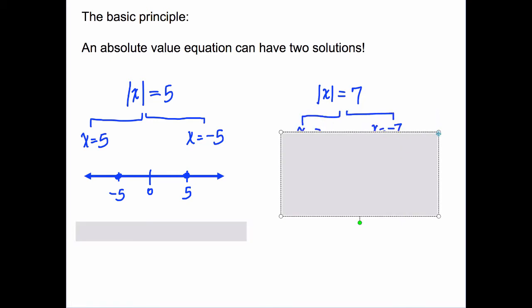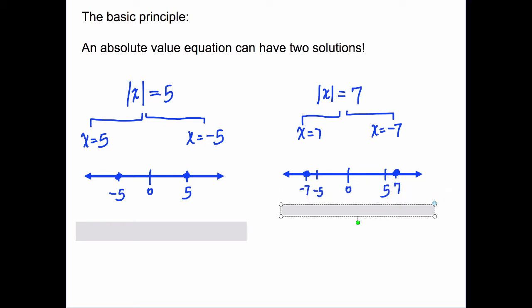Okay, so here's what it should look like. x equals 7 and x equals -7. And the graph should look something like this. This is 0, 5, and 7, and a dot at 7, and 0, -5, and -7, a dot at -7. So that's what your graph should look like.